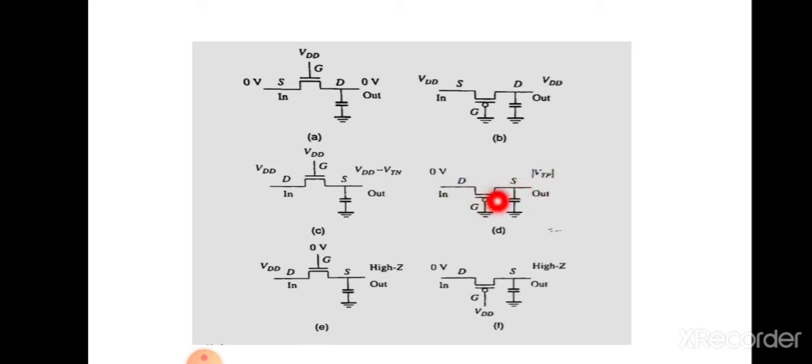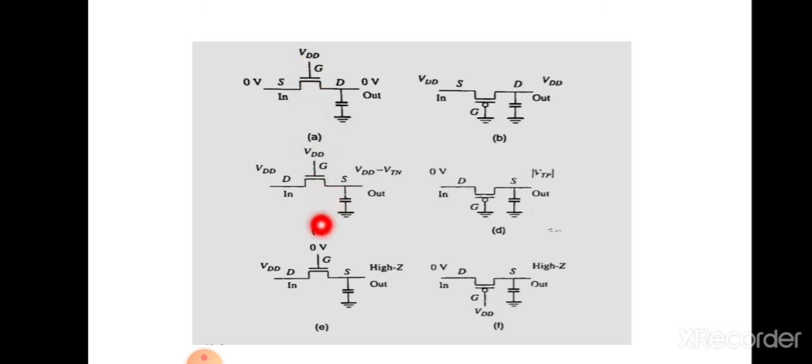Whenever the capacitor voltage is below VTP, then this PMOS transistor will be off. So we can say that the PMOS transistor will not transmit the 0 volt completely. That means it will not pass logic 0 completely, but it will pass logic 1 completely. On the other hand, the NMOS transistor will not pass the logic high voltage completely, but it will pass the logic 0 voltage completely. So this is the difference between these two.